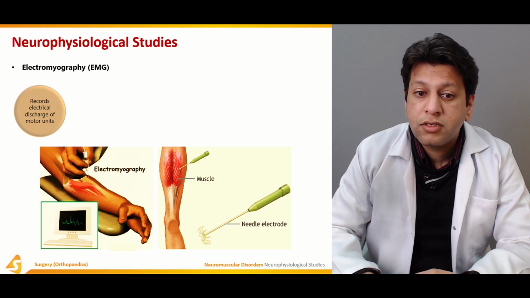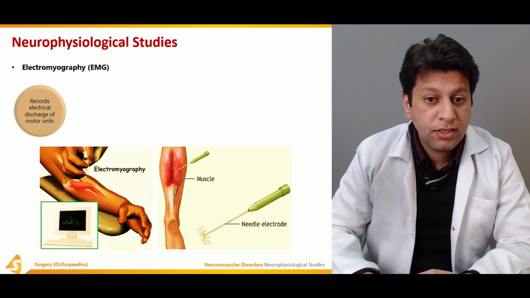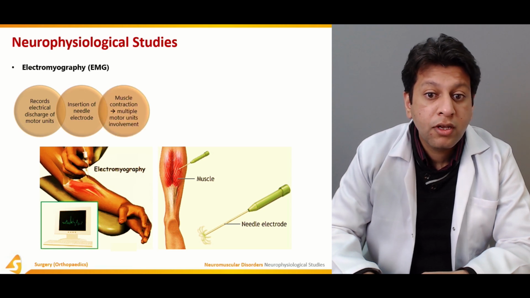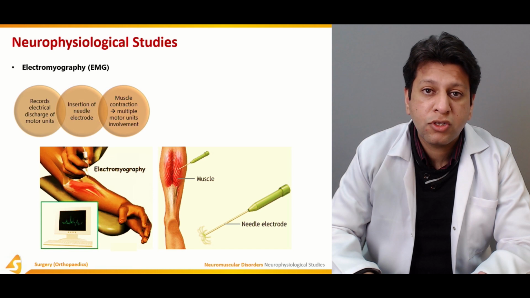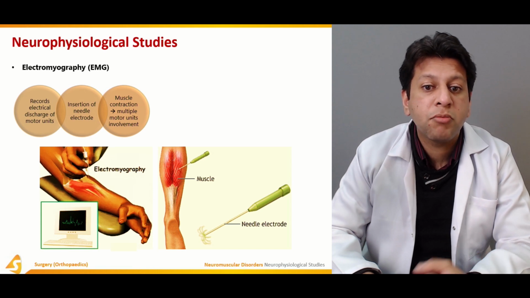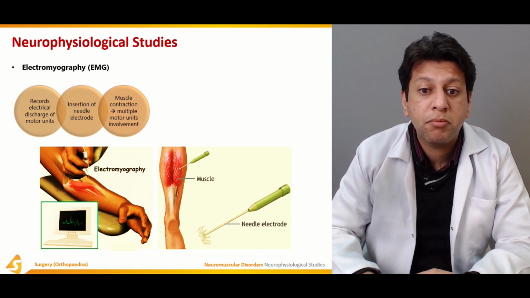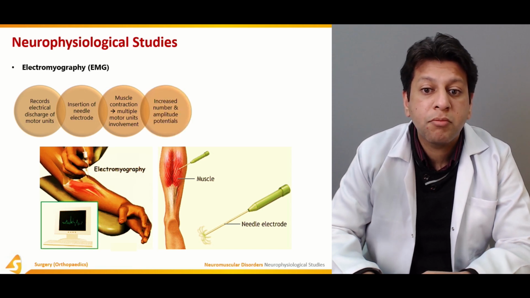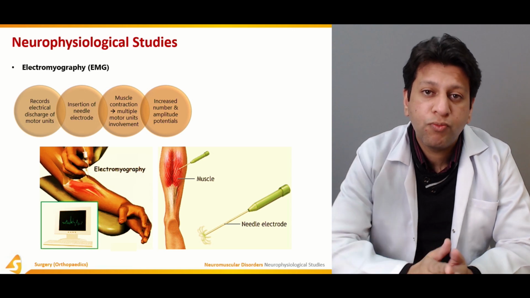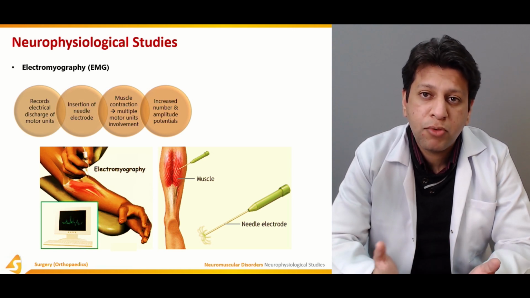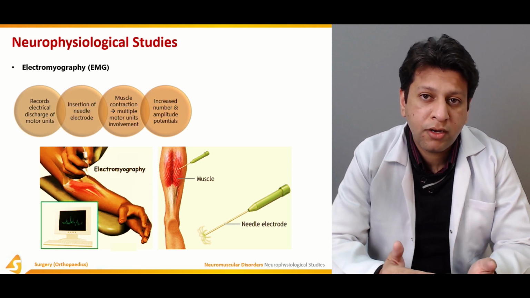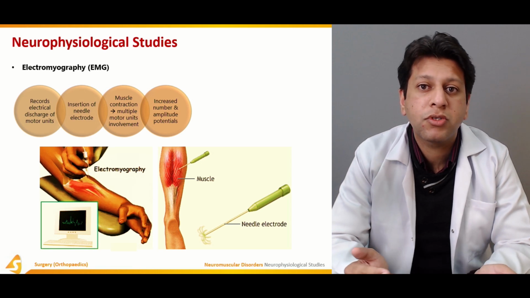It records electrical discharges of the motor units. As I just told you, there is insertion of a needle-like electrode, which usually gives us the stimulus in the form of electric current, and then there is a muscle contraction in which multiple motor units are involved. Then what actually happens is there's an increased number and amplitude of potentials. Amplitude, frequency, and latency are measured: how much it has contracted, what the strength of the contraction was, and how long it took the muscle to contract.